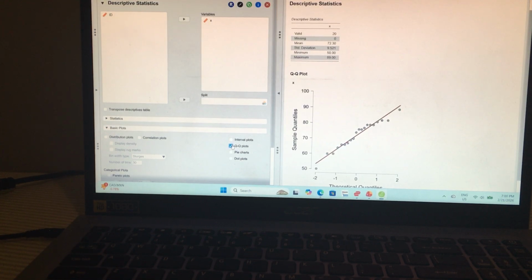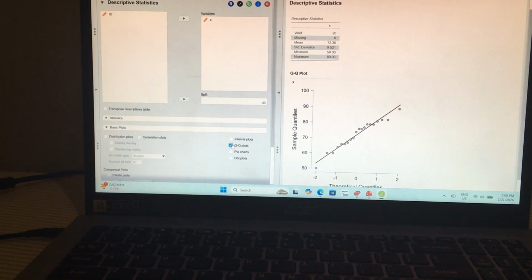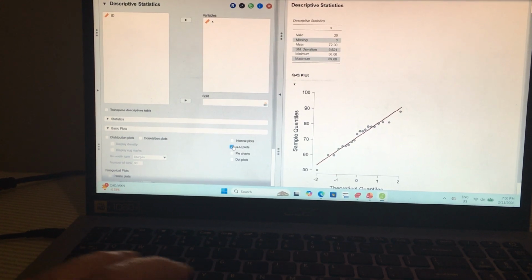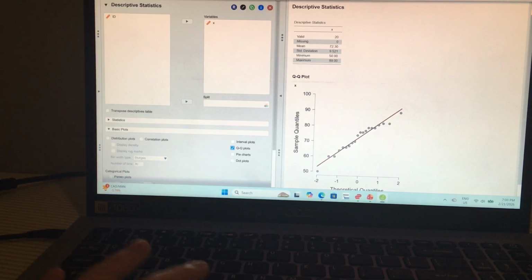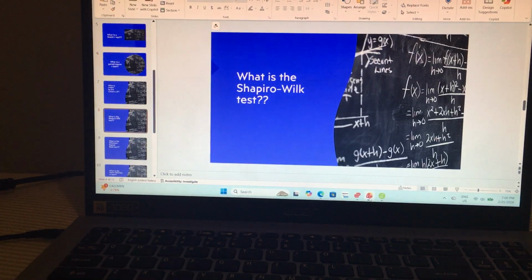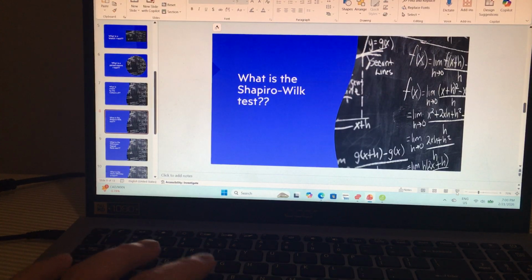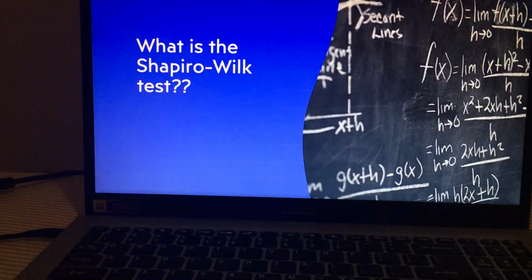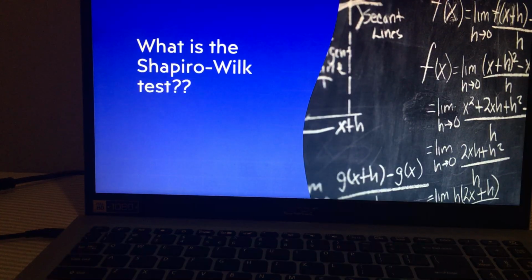And so let's move to page 26. We already looked at our QQ plot that we made for the Zeppo file. Now we're going to move to page 27, and we're going to talk about the Shapiro-Wilk test. So here we go.